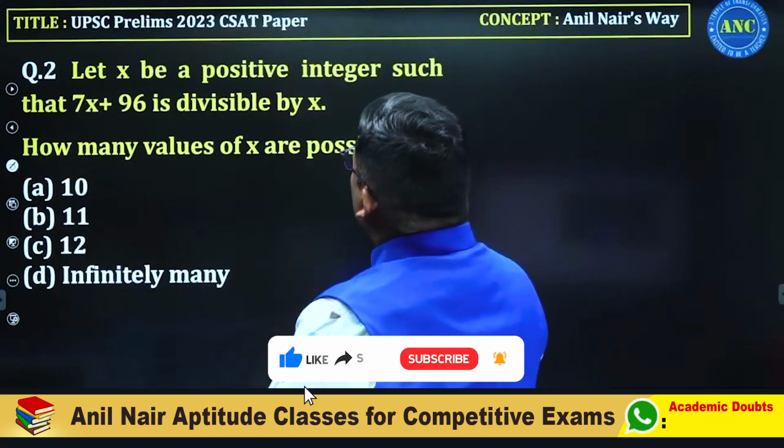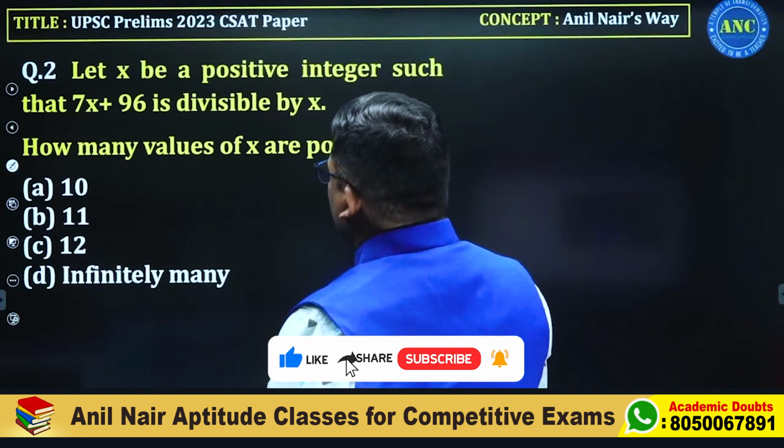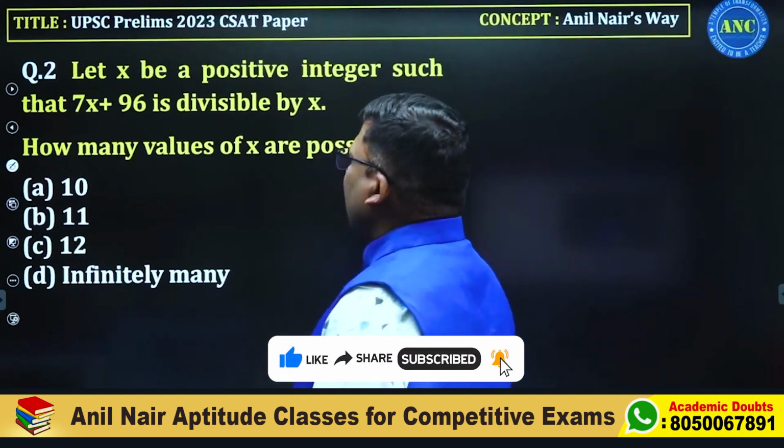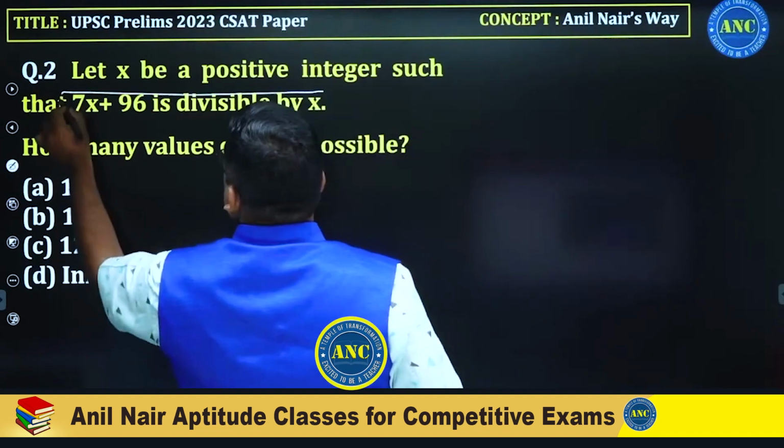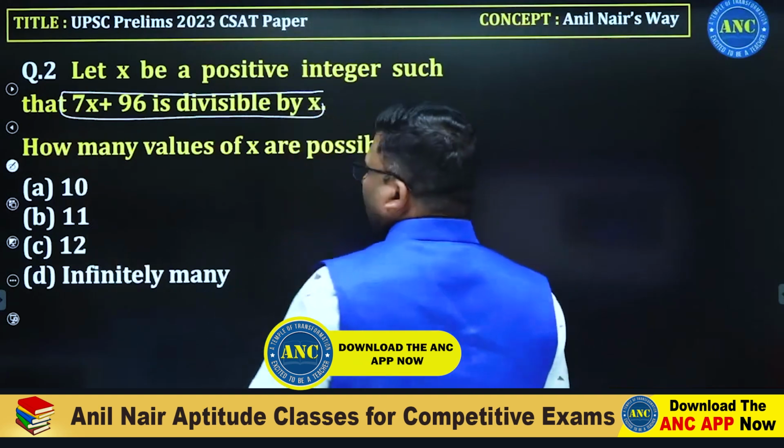Let x be a positive integer such that 7x plus 96 is divisible by x.